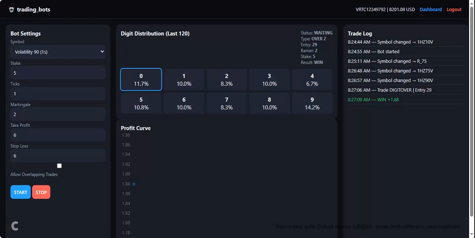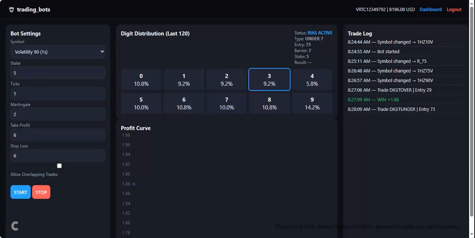This illustrates the bot's ability to maintain disciplined execution, entering trades based on statistical signals, managing risk through predefined controls, and closing the session once the profit objective is achieved.